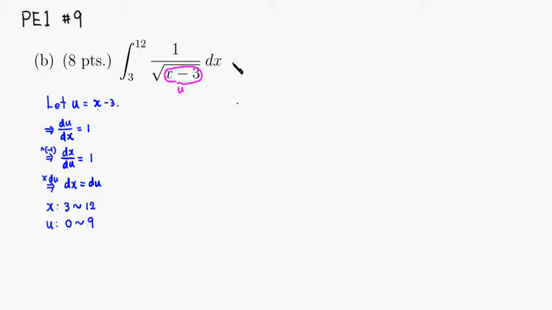So let's rewrite this integral. This is going to go from 0 to 9, and a 1 over square root of u. dx is the same as du, so we can just replace it by du. That way we could rewrite the integral just in terms of u.